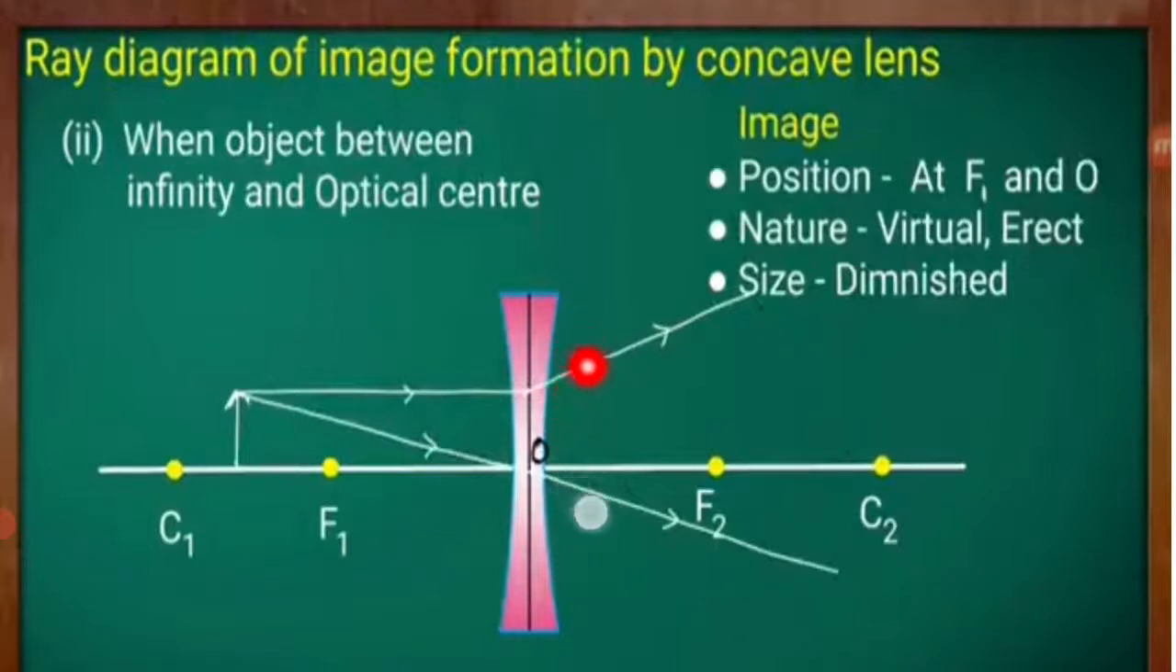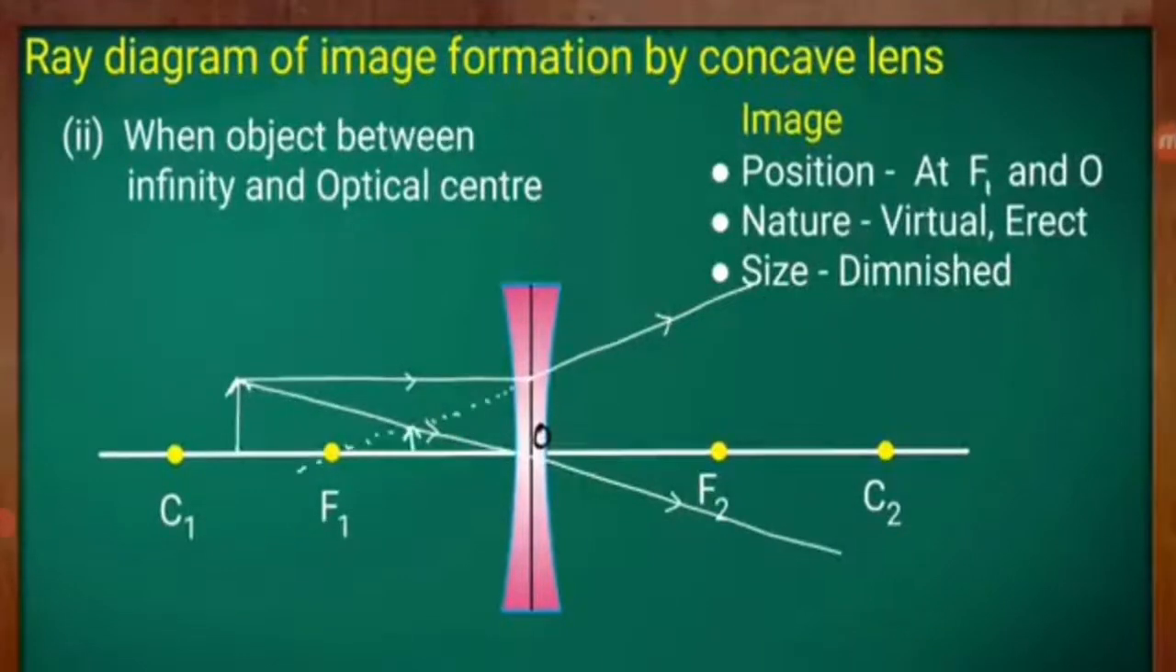Now here also I am not finding any image formation. So what we need to do? We need to extend this line through an imaginary line, so that I can find the image formation on the same side of the concave lens where the object was placed. Now I am extending that. Just observe, children, the image is formed here, isn't it? So the image is formed between F1 and O.